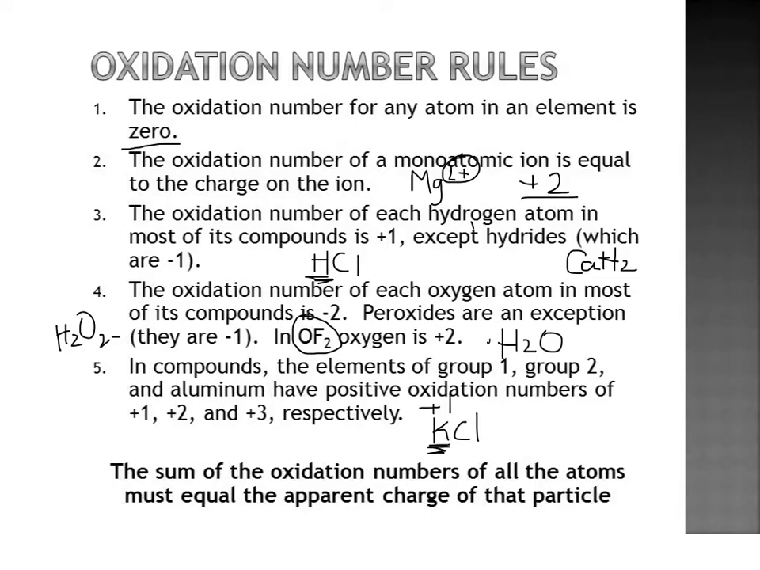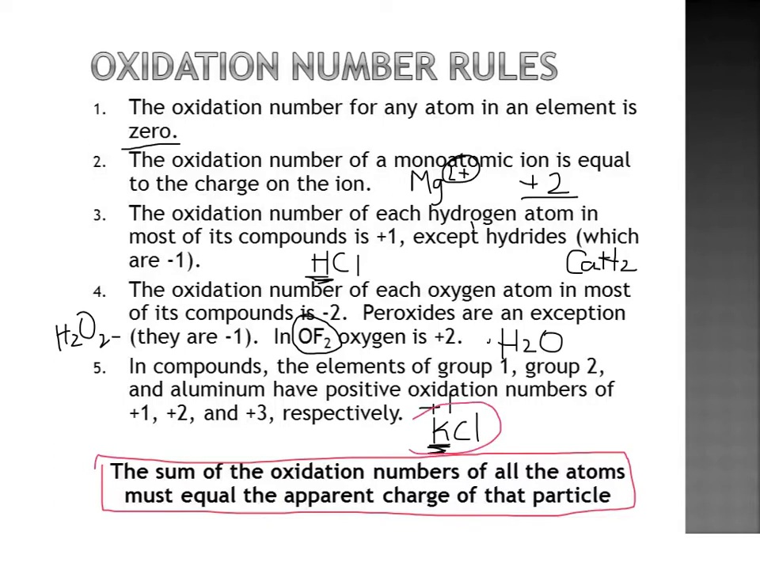The last rule that we really need to pay attention to is that the sum of the oxidation numbers of all the atoms must equal the apparent charge of that particle. So if you're looking at a neutral compound like KCl, we can use our rules to figure out that K has an oxidation number of +1. And then we can use the rule that the sum has to equal the apparent charge, so the sum of the oxidation numbers in this compound has to equal 0, to find the oxidation number for chlorine. The only possibility is that chlorine is -1.